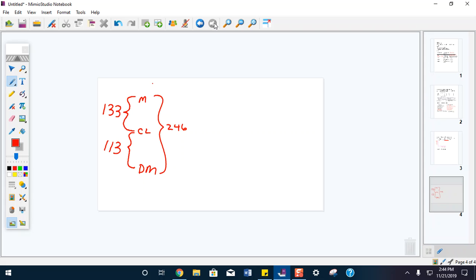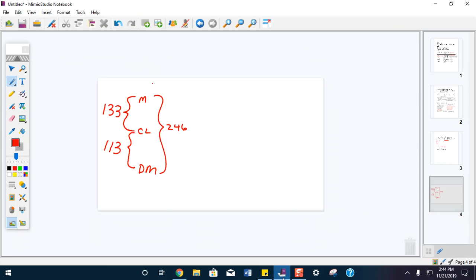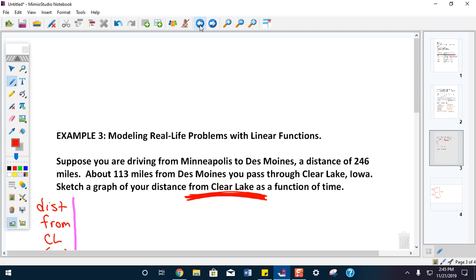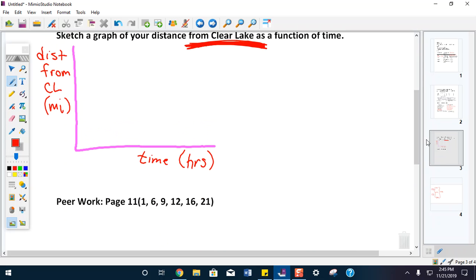So I'm going to say, when we first start our trip, we are in Minneapolis, which is a distance of 133 miles from Clear Lake. Now, guys, as we start driving, what's going to happen to my distance? Why is it going to decrease? Let's assume we're going to drive at constant speed. We're going to set the cruise at 70 and go. Fair deal?